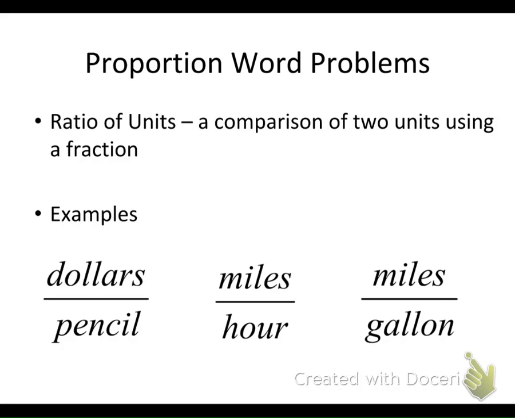So examples of ratio of units. Something you can compare, dollars to pencils. So in here, how much money does a pencil cost? $10 for one pencil, right? So let's say that Cody bought one pencil for $10. David bought $100 worth of pencils. How many pencils did David buy? So you're going to make up a proportion and solve it.